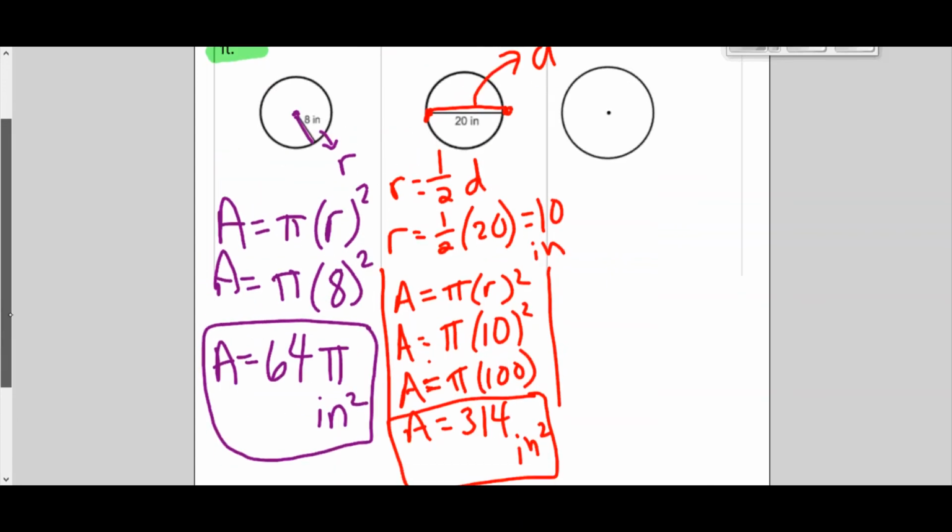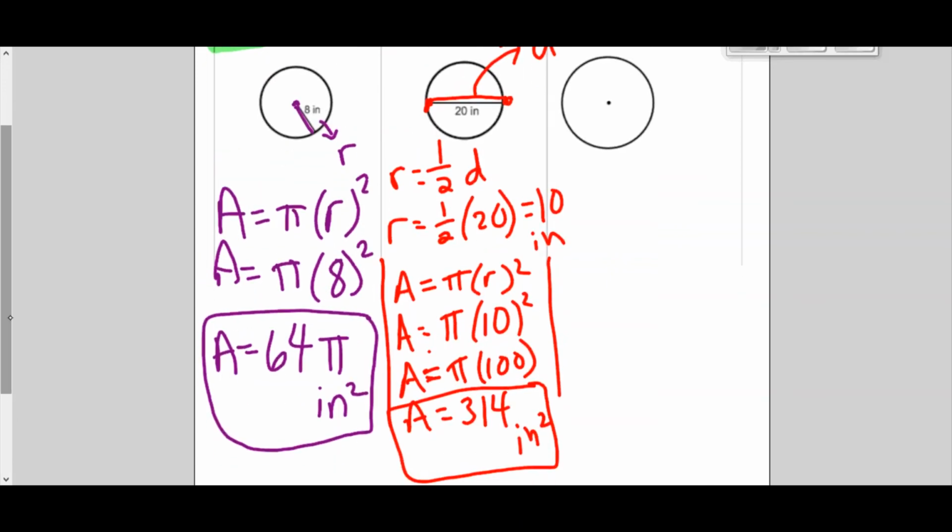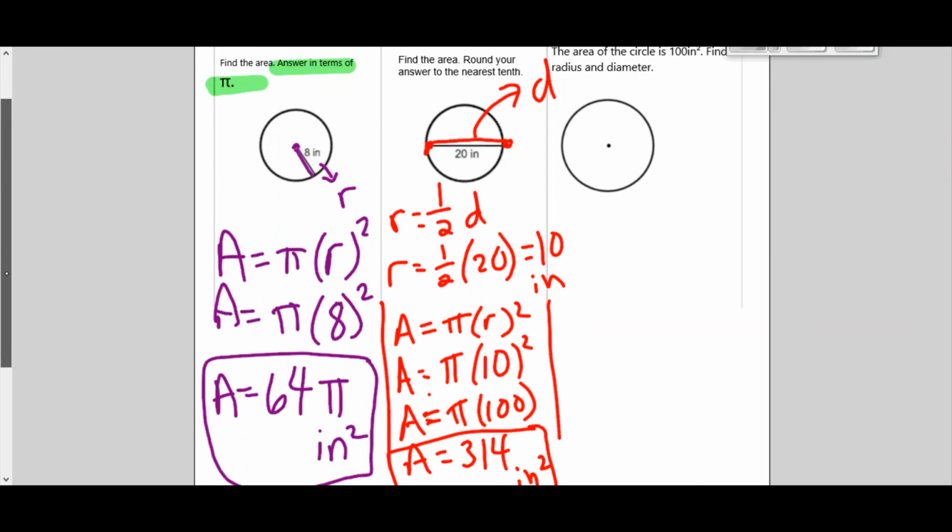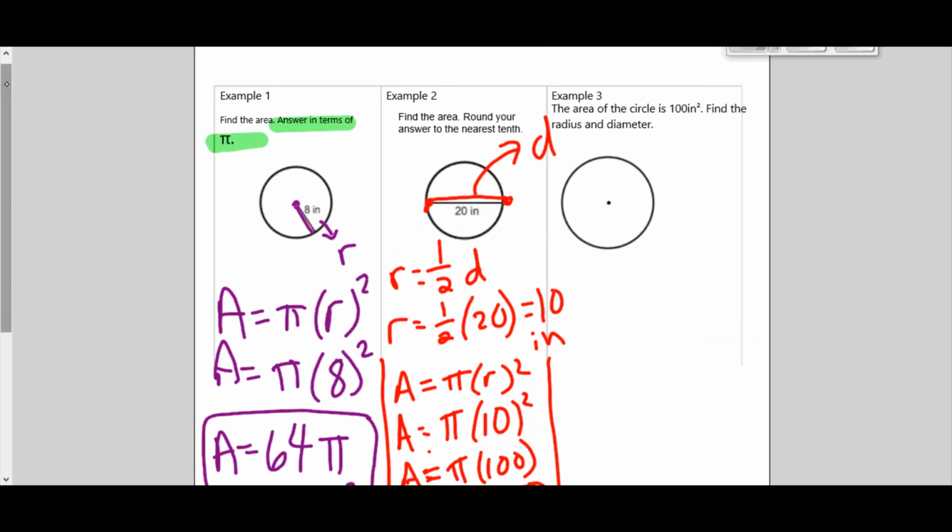So sometimes you will know the diameter, but not the radius. If that's the case, then you need to do exactly what I did here. So if you know the radius, then you're good. You don't need to do anything. But if you have the diameter and you need the radius, then you're going to have to take half of the diameter to get the radius. Next example says the area of a circle is 100 inches squared. Find the radius and diameter.